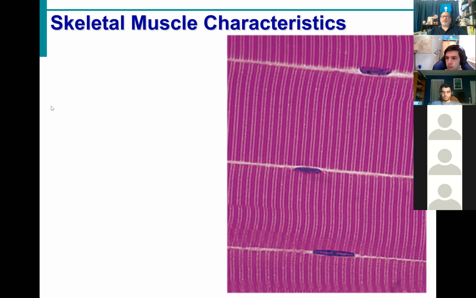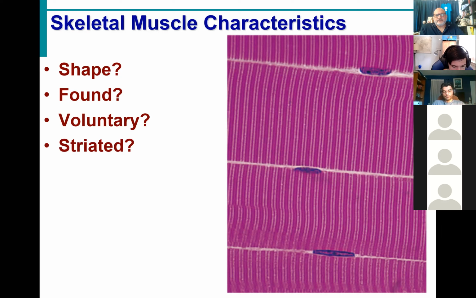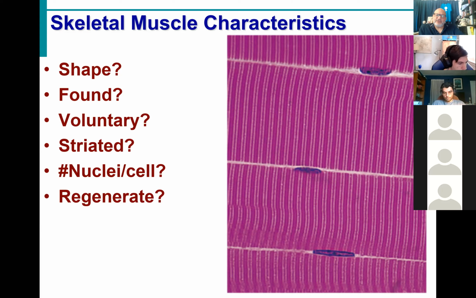All right, and we can summarize the characteristics. What was the shape of our skeletal muscle cells? Cylinder. Where do we find them? Mostly attached to the bone. Excellent. Voluntary, yes or no? Yes. Striated, yes or no? Yep. Excellent. Number of nuclei, 1 or many? Multi-nucleated. Excellent. Able to regenerate? Yes. Limited. Limited, absolutely.